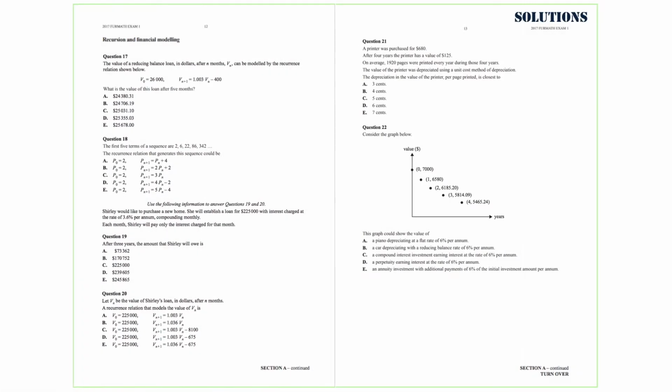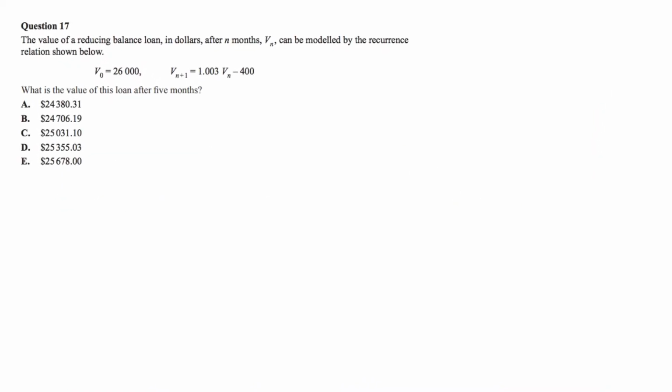We are now going to look at the questions in recursion and financial modeling. In question 17, we are told that the value of a reducing balance loan in dollars after n months, Vn, can be modeled by the recurrence relation shown below. The question is asking for the value of this loan after 5 months.